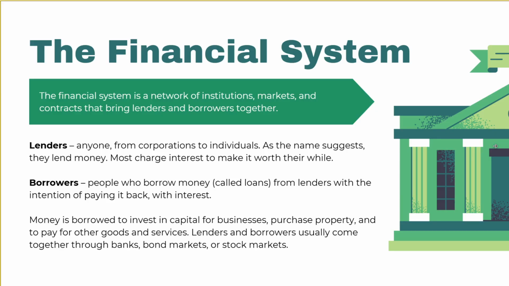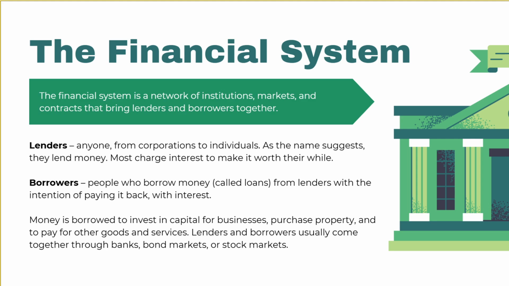And basically, the financial system is a network of institutions, markets, and contracts that brings lenders and borrowers together. This system only works when lenders and borrowers work together. And lenders are basically anyone, from corporations to individuals, and as the name suggests, they lend money to people. Most charge interest to make it worth their while.